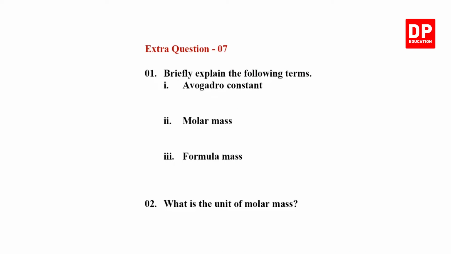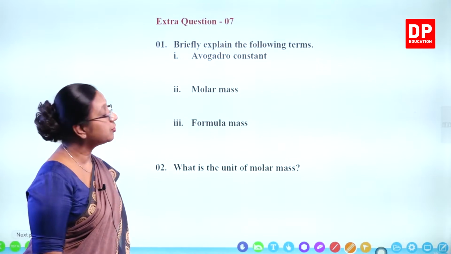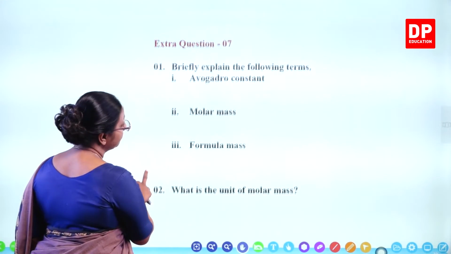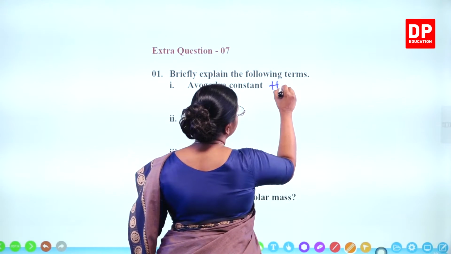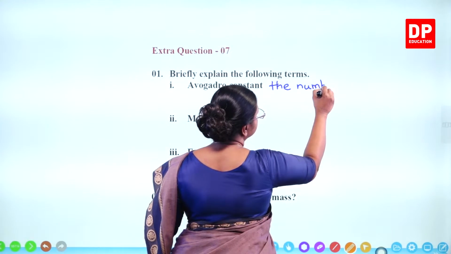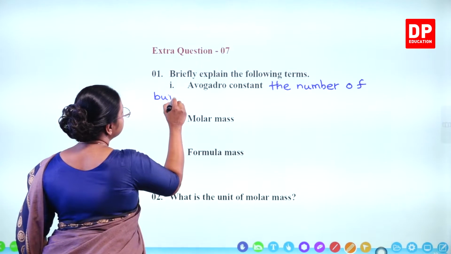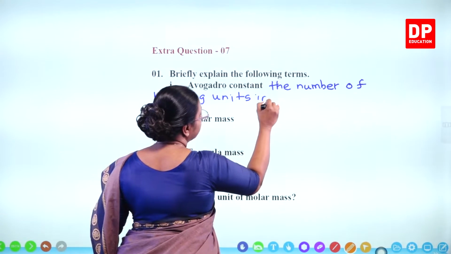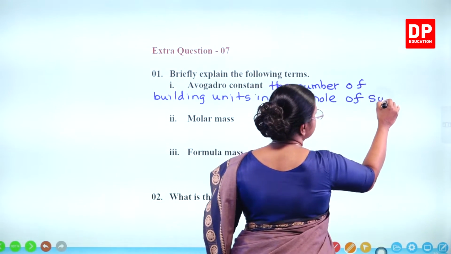Extra question 7. Briefly explain the following terms. So you have to give a very short explanation. What is the first one? Avogadro constant. What is that? The number of building units present in 1 mole of any substance. So here we can say the number of building units in 1 mole of substance.